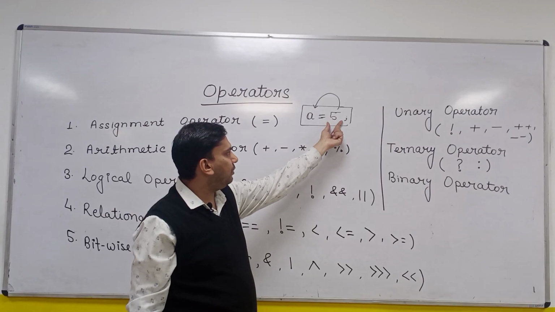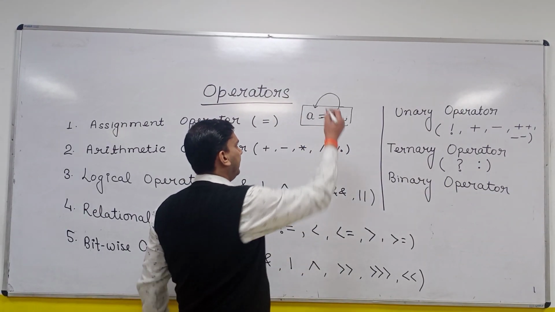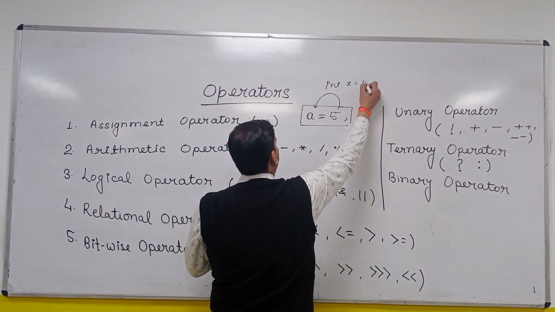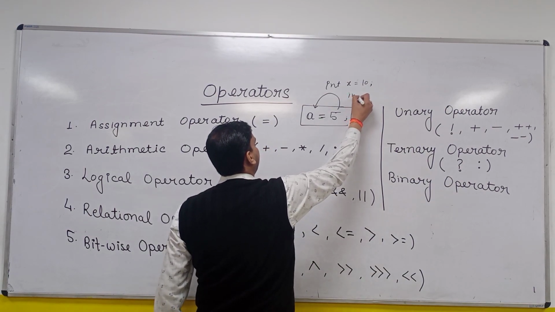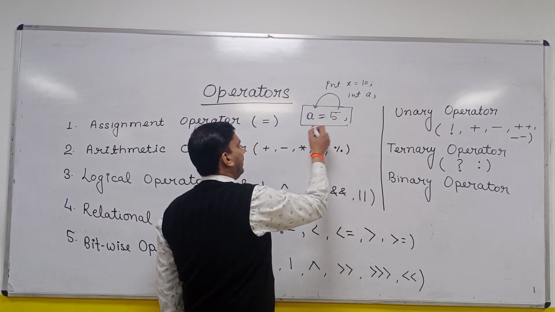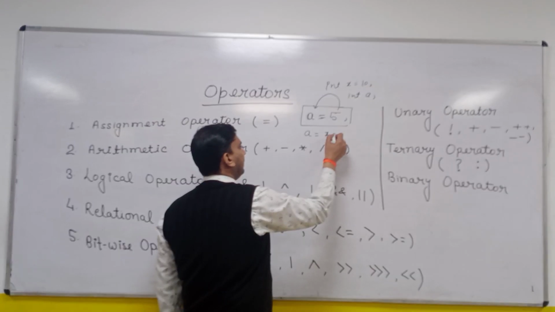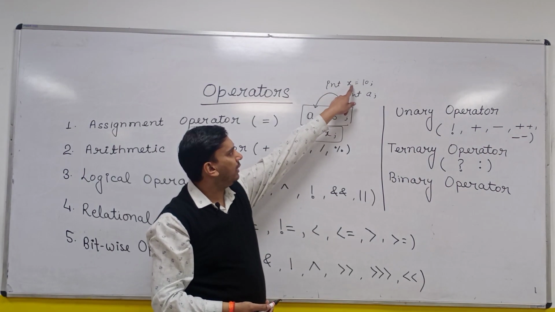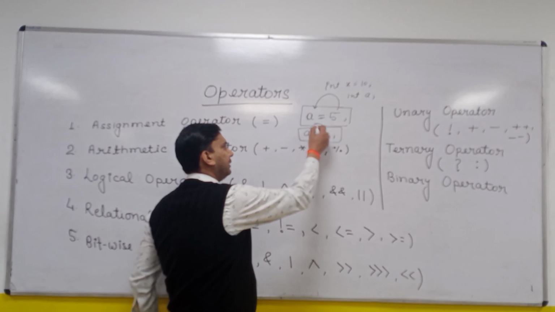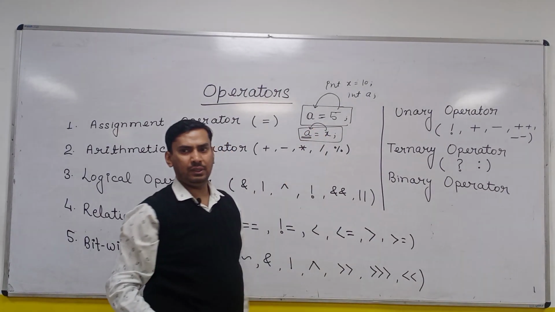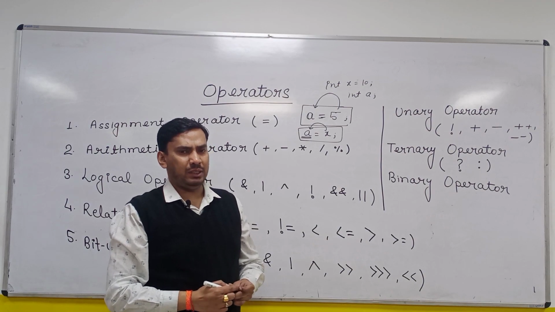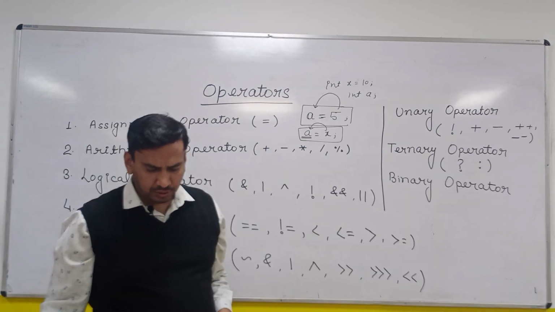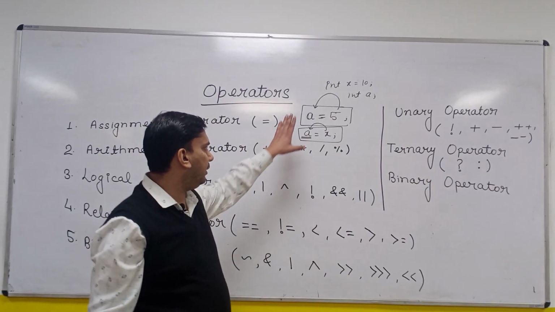So it will be assigning the value 5 to variable a, or it could be something like this: int x is equal to 10, and I have int a. I will write here a is equal to x. In this case, x is the value which is 10, so this value 10 will be assigned to the variable a. This is your simple assignment operator, but sometimes you get confused about which value will be assigned to which particular member.